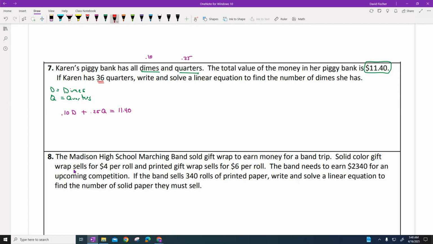Now, they said she ate 36 quarters already, so that 36 is going to go right there where the quarters is. So, let's go. I want to know how many dimes she has. 36 quarters she said she had. Alright, let's get the D by itself.